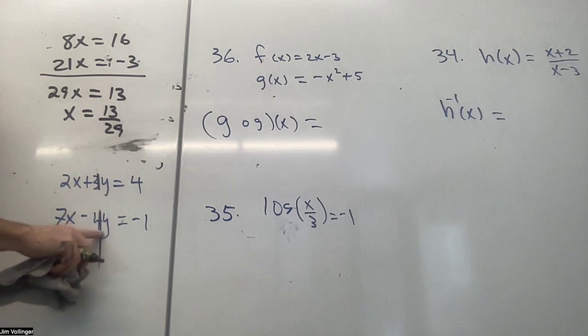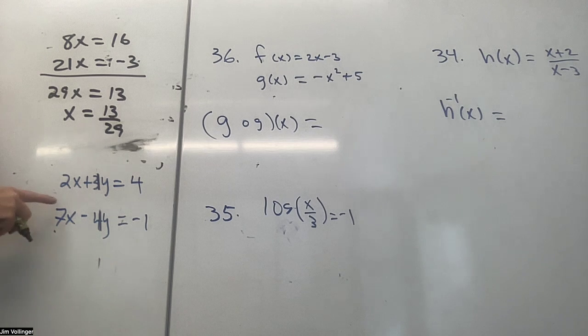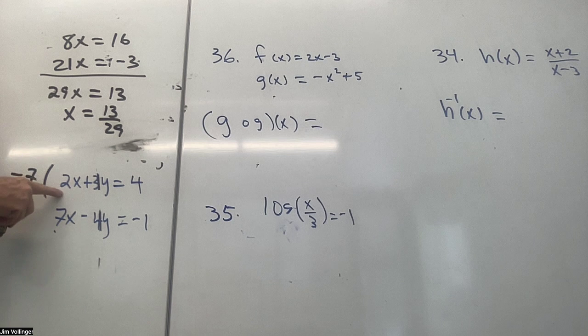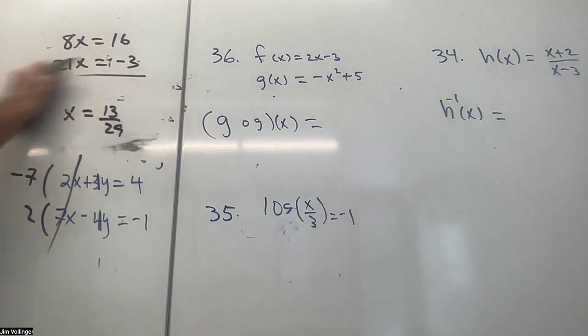But let's go back, and now let's solve for the y's. I'm sorry, I got to get rid of the x's. So I'm going to multiply by -7 to make that -14. I'm going to multiply this by 2 to make that positive 14. I don't have to add those up. So now let's leave that x there, that answer.